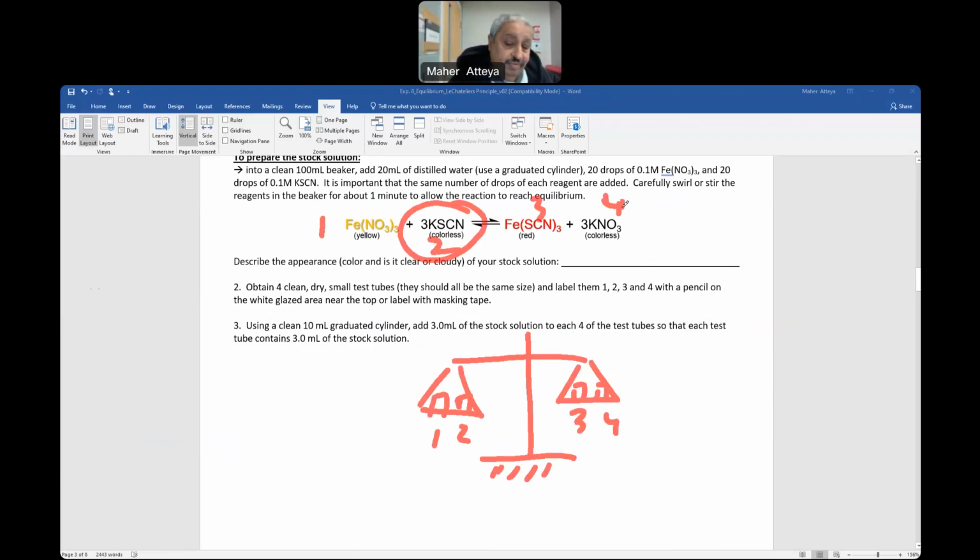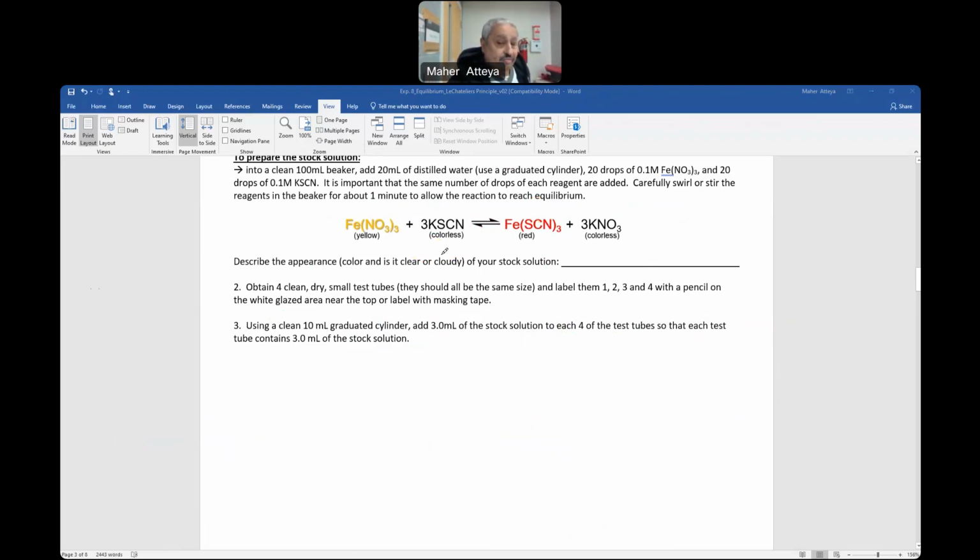So now, this is at equilibrium, correct? But I added more of what? Of 2. So I added more of 2, another 2 here. So what will happen? Which arm will be heavier than the other one? Which one will be lighter? This one will be heavier, because you added more of 2, which is this number 2.